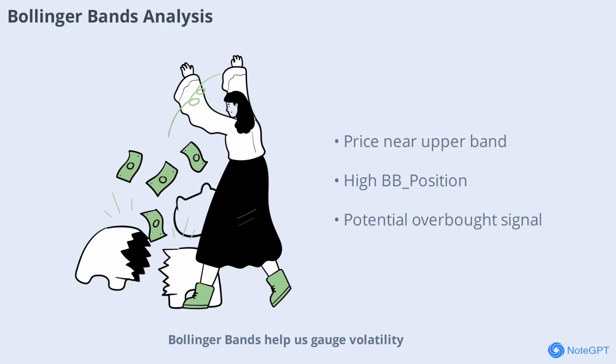Bollinger Bands help us gauge volatility and potential overbought or oversold conditions. For AXTI, the upper band is at 17.41 with the lower at 11.66. The current price is close to the upper band and the BB position is 88.75, suggesting the stock is trading near the top of its recent range. This can sometimes indicate overbought conditions, but in strong trends, prices can ride the upper band for extended periods.